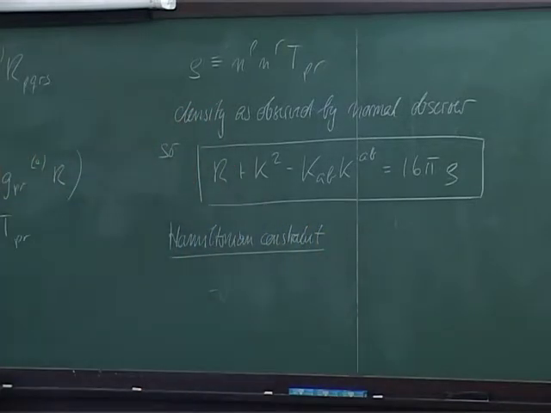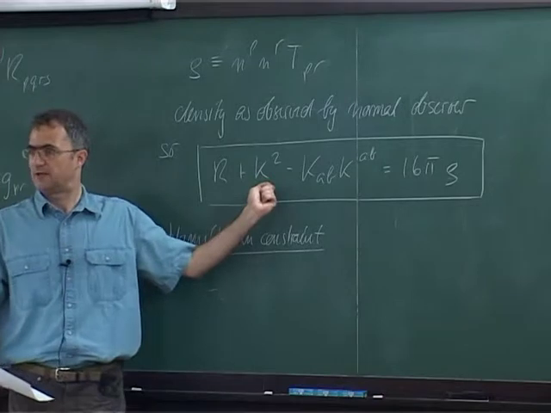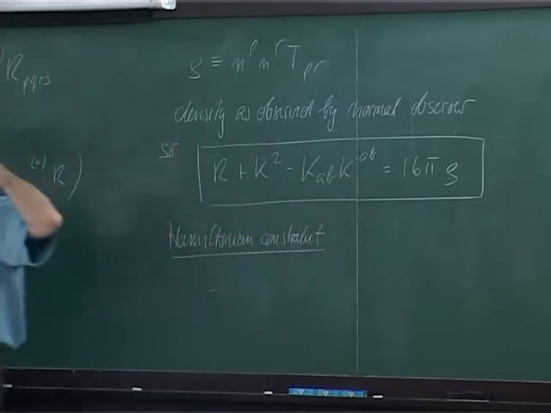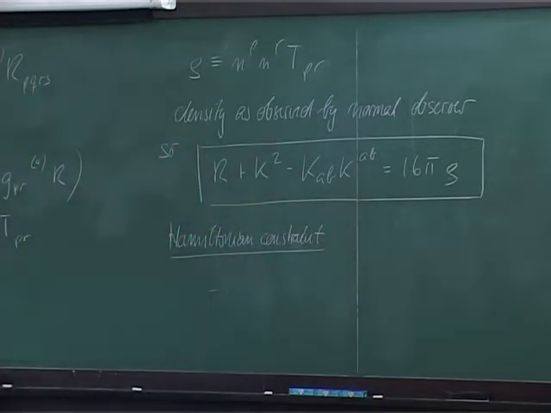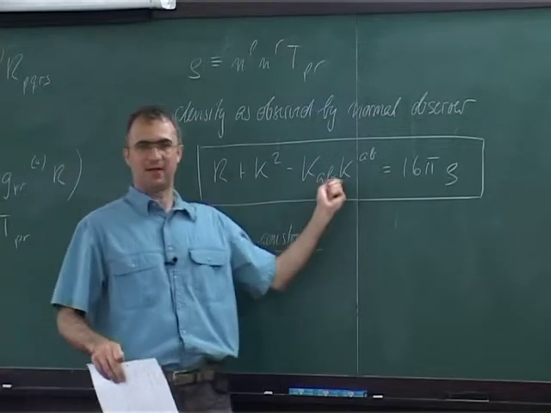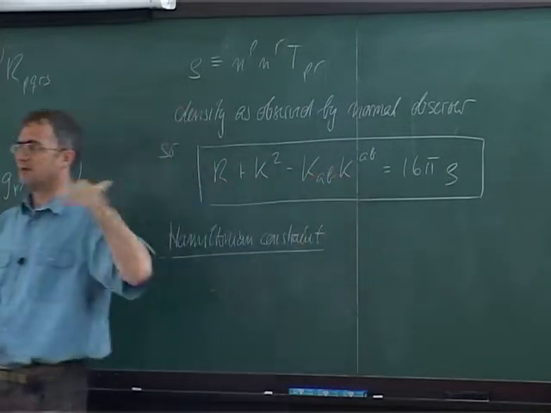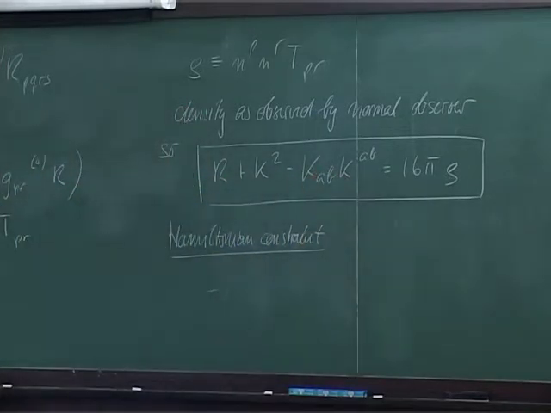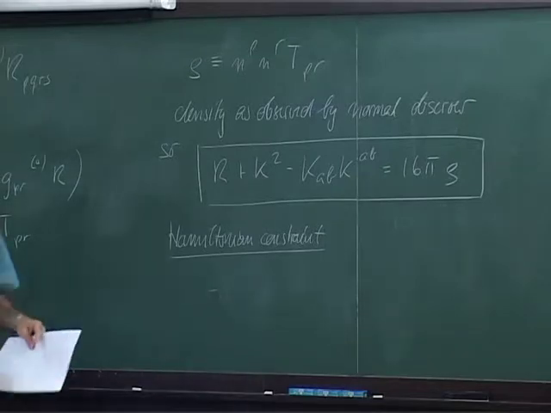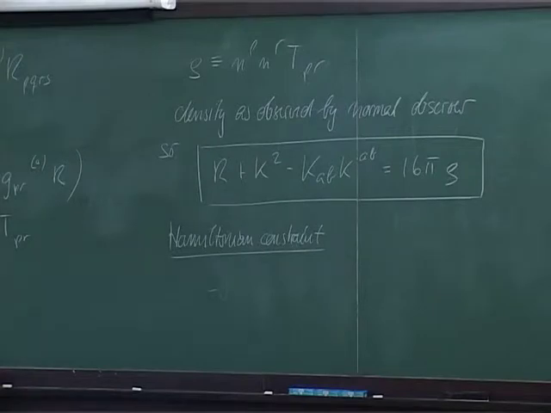This is called a constraint because it does not contain time derivatives of the spatial metric or the extrinsic curvature. It just gives you a condition on what functional forms are allowed for the spatial metric and the extrinsic curvature, so that basically this slice fits into the embedding space. So that's why this is called a constraint equation. All right, let me erase this.